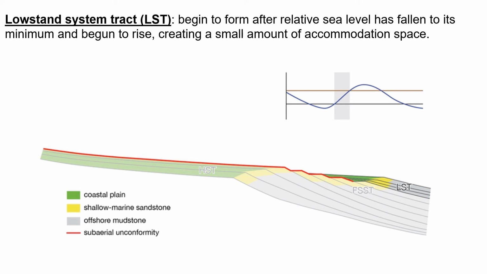Because we're starting to raise sea level again, we have more places to put sediments. And notice, especially on your coastal plain, you're depositing those right on top of your previous subaerial unconformity that happened after the falling stage. So lowstand is from the low building back up.